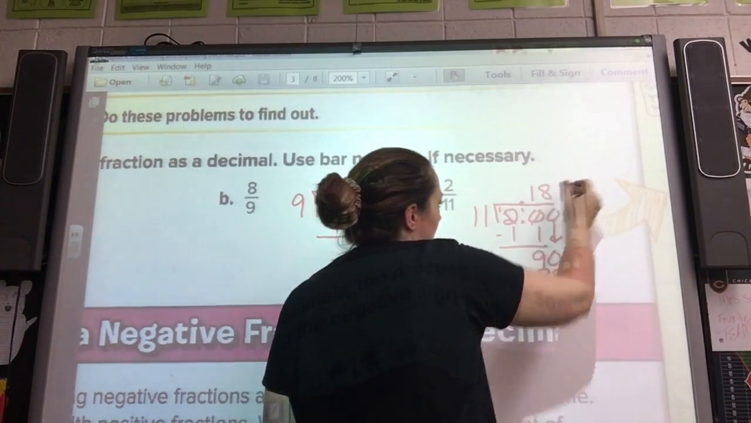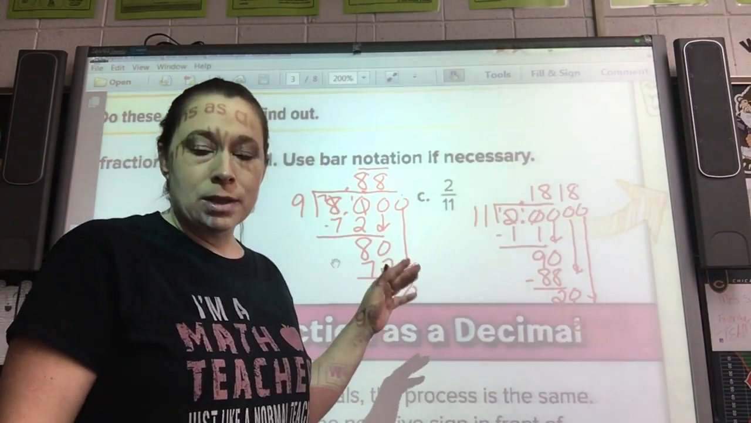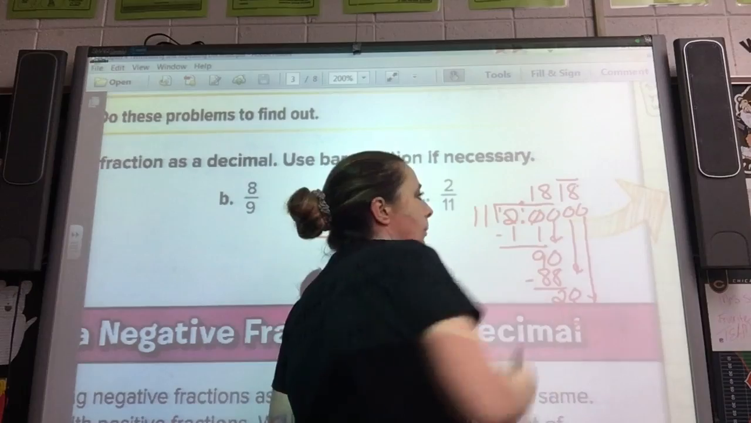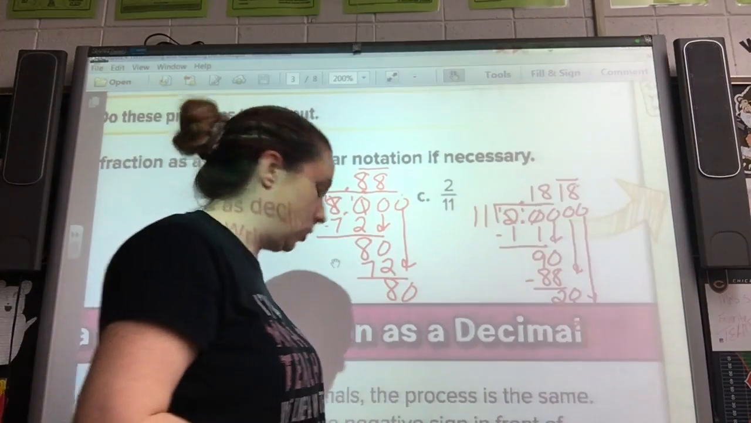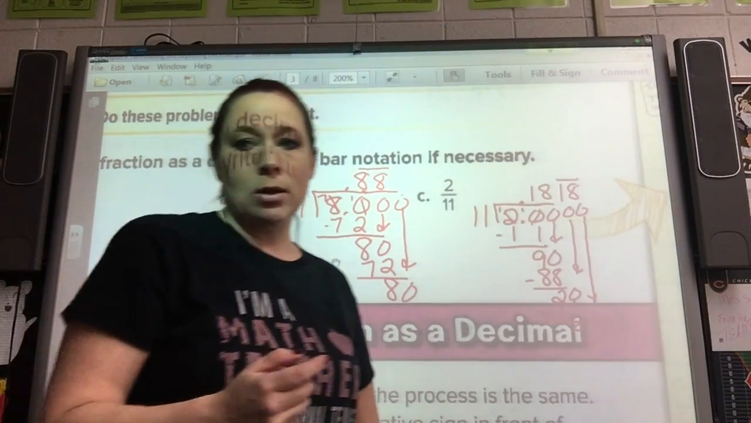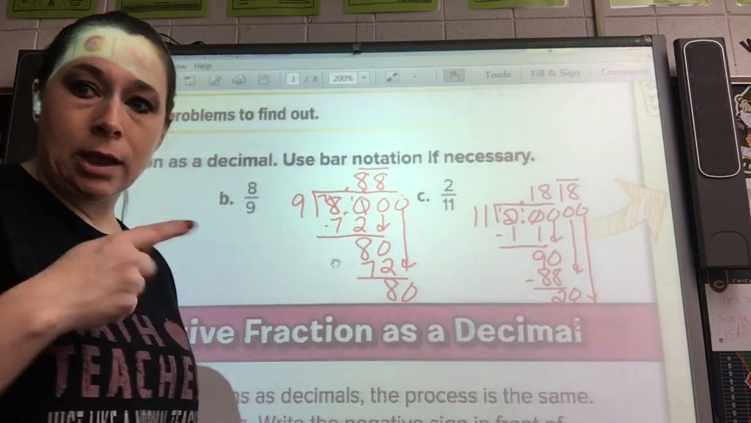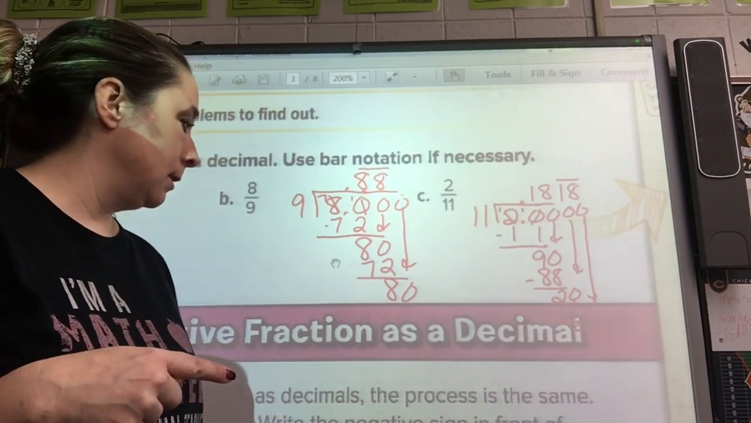Now I'm going back to 8. So you're going to end up with 1, 8, 1, 8, 1, 8. So you can just write a bar over the 1, 8 because those are the 2 digits that repeat. You don't have to write it over all 4 of them, but you can just write it over the 2 numbers that you know are going to keep repeating.